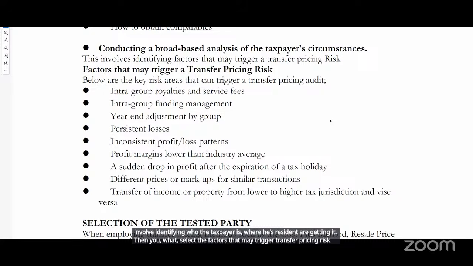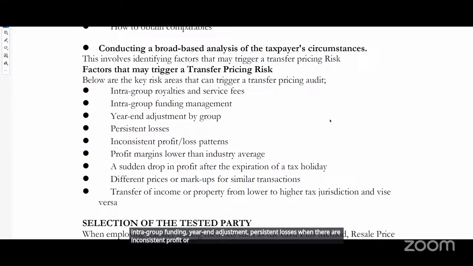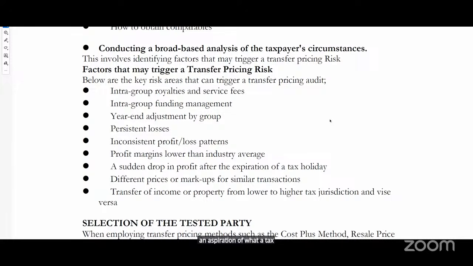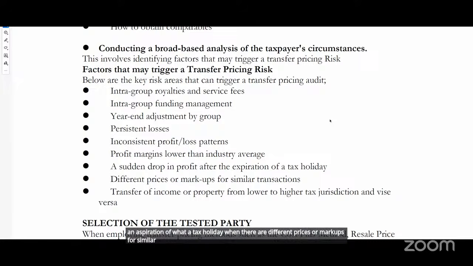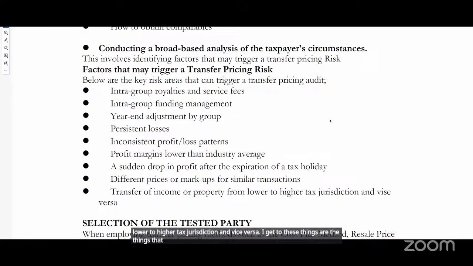Then you select the factors that may trigger transfer pricing risk. That's the same as the things that will trigger a transfer pricing audit. Do you get it? So if there are intragroup royalties and service fees, intragroup funding, year-end adjustment, persistent losses, when there are inconsistent profit or loss patterns, when profit margins are lower than the industry average, when there's a sudden drop in profit after the expiration of a tax holiday, when there are different prices or markups for similar transactions, or where there's transfer of income or property from lower to higher tax jurisdiction and vice versa. I get it. These are the things that trigger the transfer pricing risk.